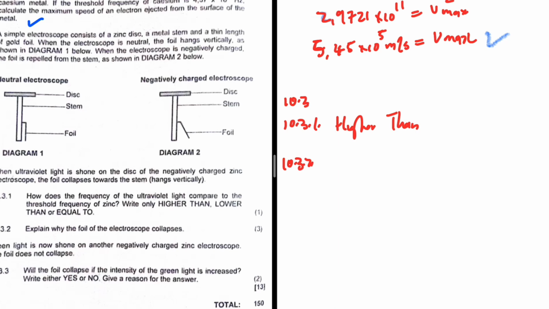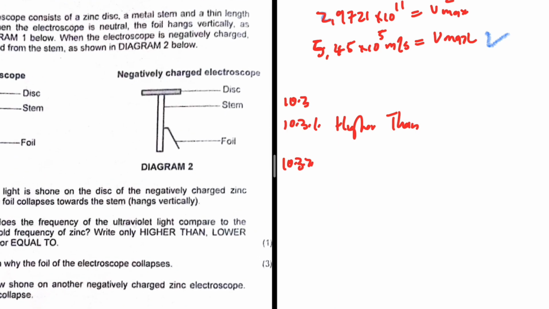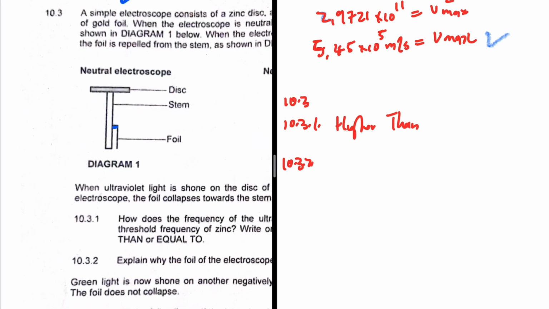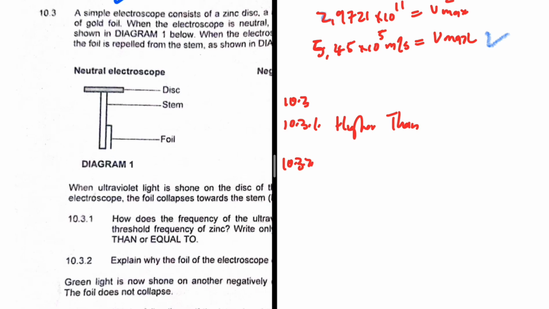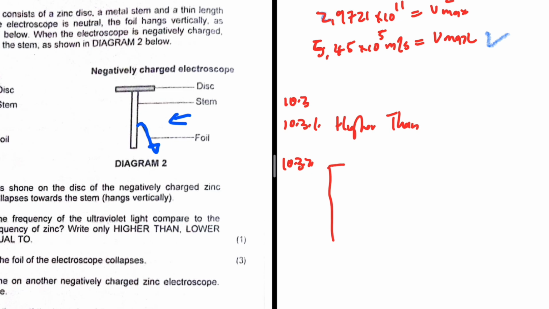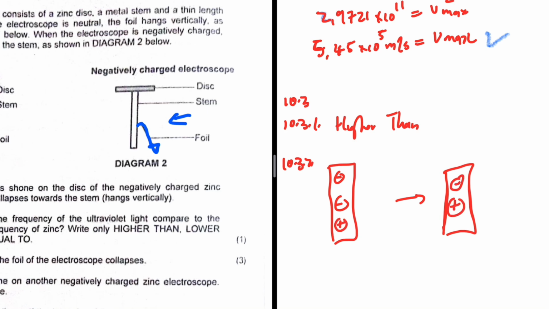When it is negatively charged, the foil gets repelled. And then we are told that when ultraviolet light is shone, the foil falls back. The foil is falling back because now it is neutral again. We know that when it is neutral, the foil hangs vertically. So why is it neutral from being negatively charged? Why is that the case?